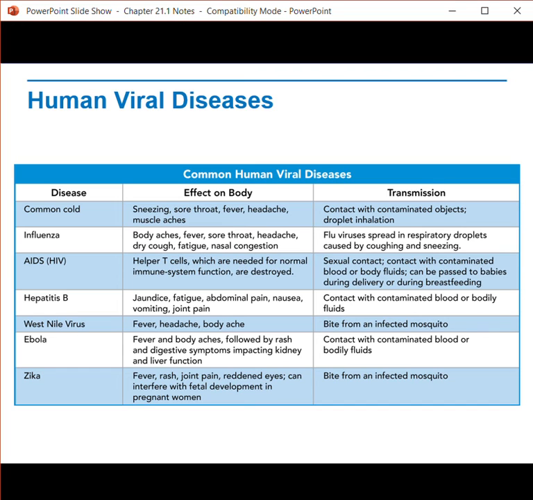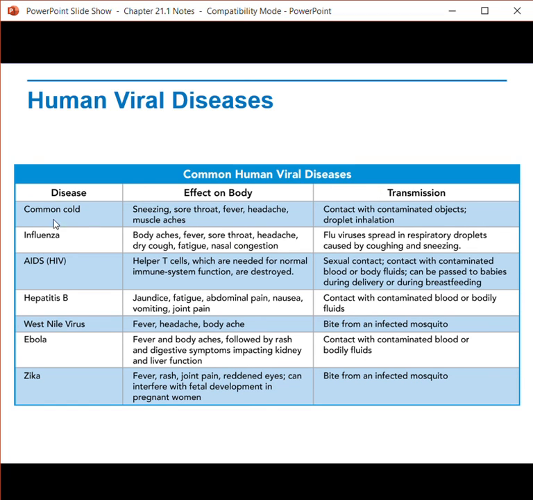So let's direct ourselves and review the table, which lists some of the common human diseases caused by viruses. If we look here, we have the common cold. This column has disease. This column has your effects on the body, and this column has your different forms of transmission. These going across are rows. So rows are horizontal. This row is talking about the common cold.